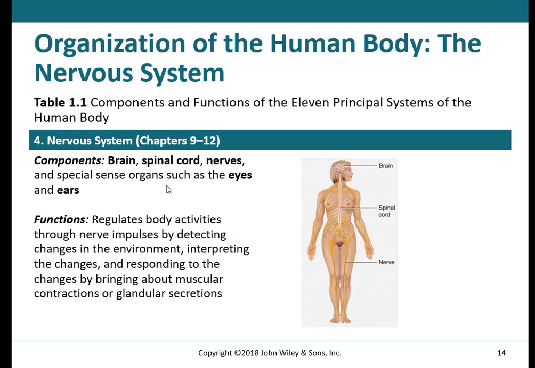Okay. Nervous system contains the brain, spinal cord, all of our nerves, and what we call special sense organs like the eyes, the ears, the taste buds. So this is going to help integrate and regulate your body activities through nerve impulses. So it's a very quick and fast response. It detects changes in the environment, interprets the changes, and responds.